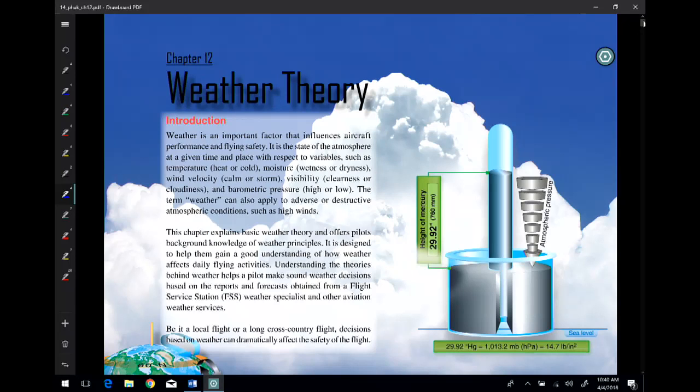Now then, getting into chapter 12, into weather theory. Pardon me whilst I sip. Okay. So as we look at this now, we're looking at the basic weather theory. This is the chapter that I want you guys to read.